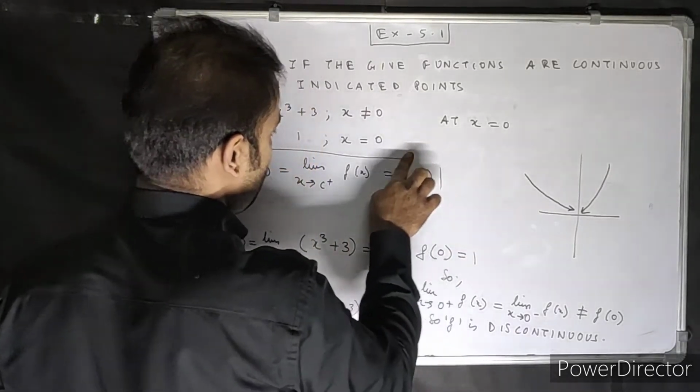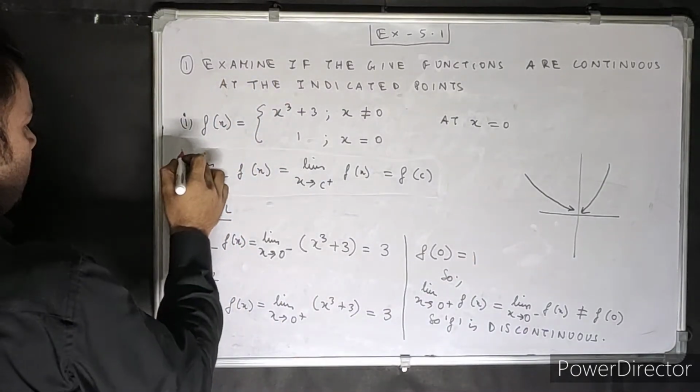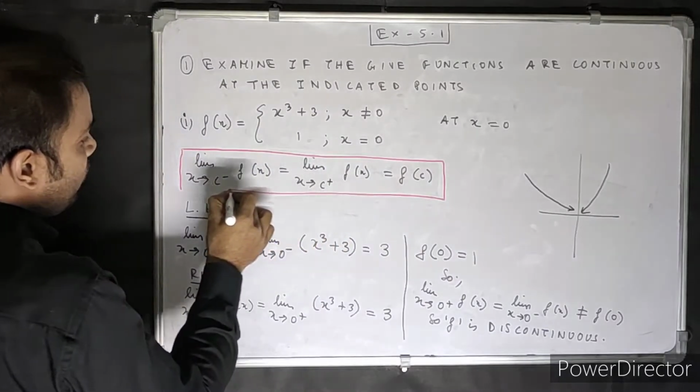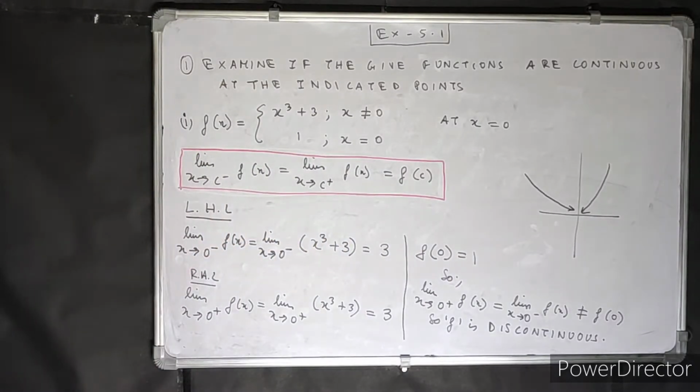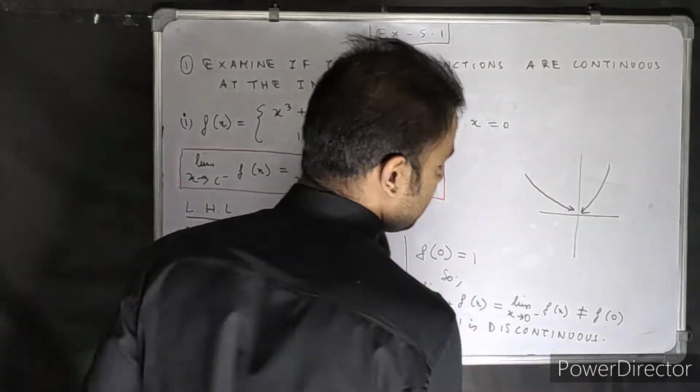So actually this is what I wanted to do. I wanted to mark this as a box. Every time you have to use this. Okay, this is your basic continuity condition. This is what you have to use every time to prove that a function is continuous or not. Okay, let's go on to part 2 and check if the function is continuous.